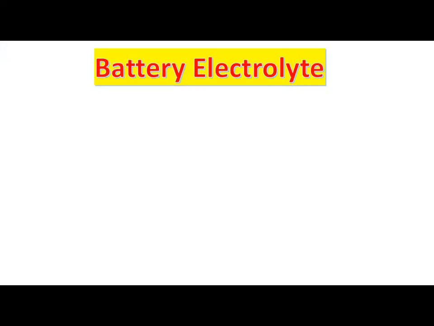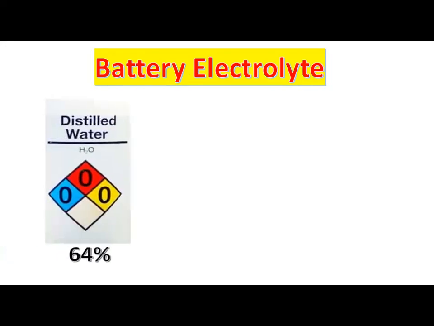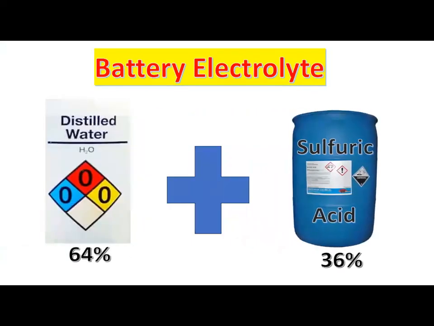Battery electrolyte. The electrolyte is a mixture of approximately 64% water, that is distilled water, plus 36% sulfuric acid, or H2SO4. The electrolyte reacts with the plate materials to produce voltage.